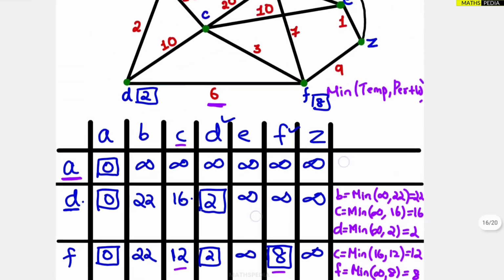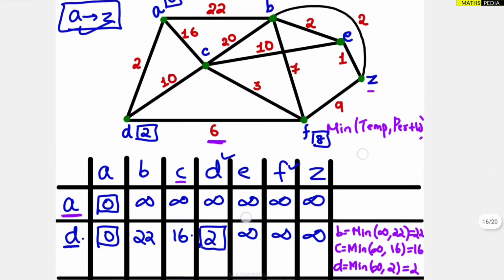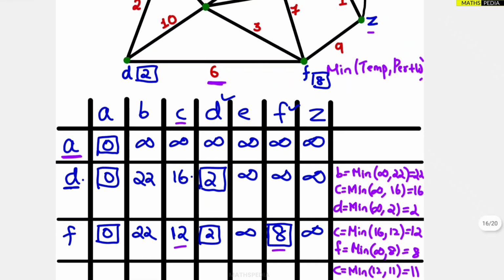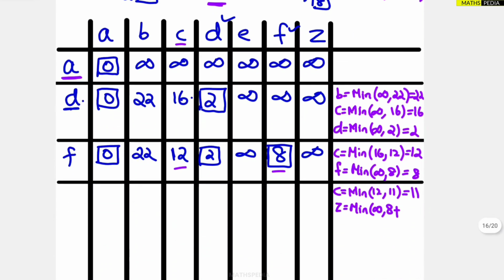Next, C is done. Now Z is left out, then D also, right? So Z we will calculate. What is the temporary variable value of Z? That is infinite. Permanent, as I said, it's fixed, it is 8 for F, plus the weight, you can see it is 9. So what is 8 plus 9? It becomes 17. The minimum value is 17.